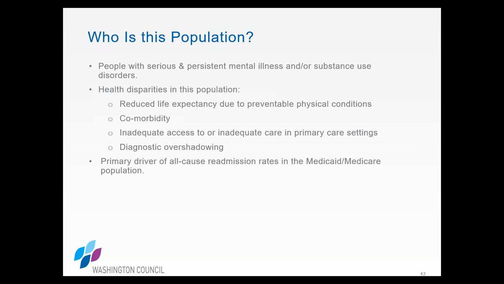And then there's also the related problem of diagnostic overshadowing. Many times people with a psychiatric diagnosis don't always get the screening or the preventative care necessary for some of their physical health symptoms. And then finally, I think it's important for all of us to recognize that this population affects other health systems. It makes up a disproportionate share of the 5-50 population, that 5% of Medicaid enrollees who account for at least 50% of expenditures. This is one of the most expensive populations to treat, and it's also where you can find significant cost savings.